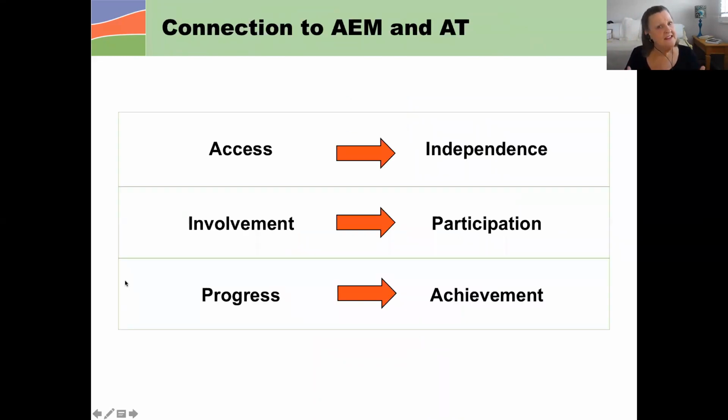And how does this connect to AIM and AT? Well, access leads to increased independence. Involvement is certainly like participation, and progress is very much like achievement. So you may see those words back and forth a little bit.